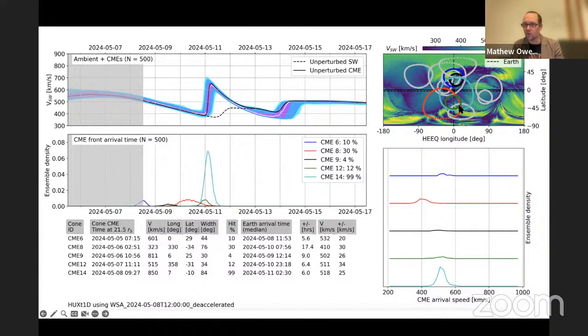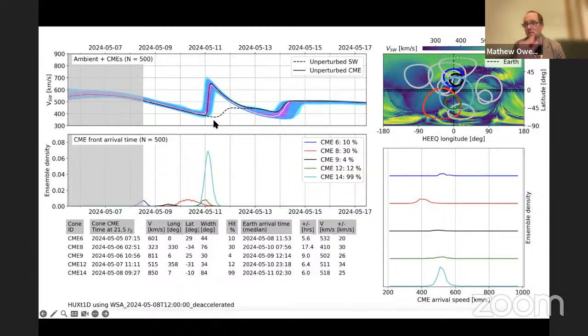The big one that we saw was this cyan color here. It's smack around Earth, which is the dot here. And so that was CME 14 in this time period. We gave it a 99% probability of hitting Earth because it was clearly coming straight at us.